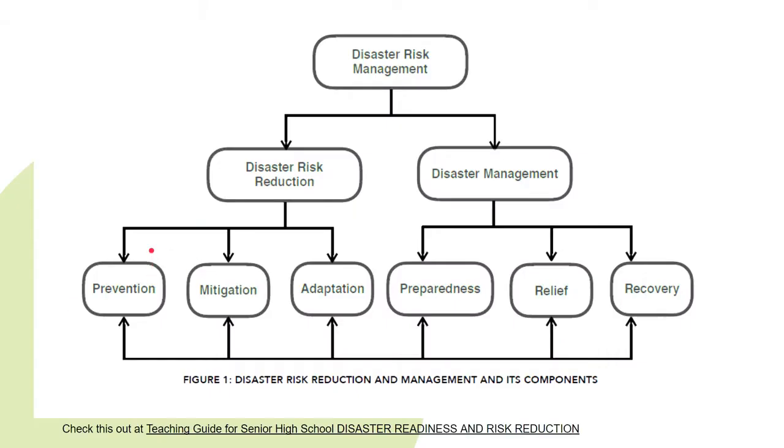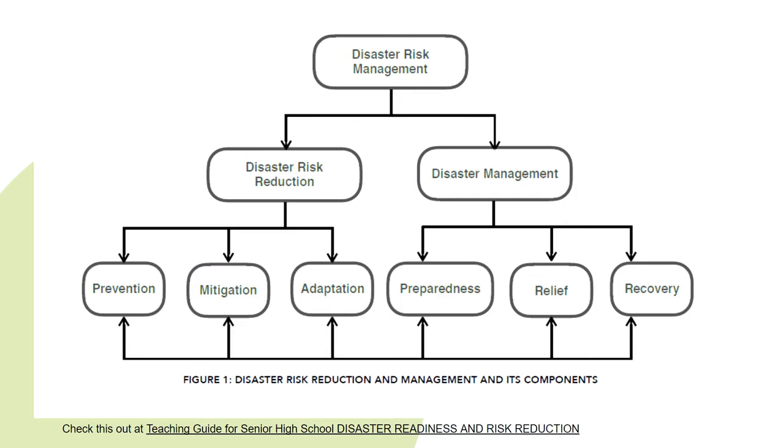This concept map is taken from the Teaching Guide for Senior High School on Disaster Readiness and Risk Reduction. It shows us that the preparation for disaster risk management involves disaster risk reduction and disaster management. Disaster risk reduction tells us that in order to reduce the effects of disaster, we need to look into analysis and management of the different factors that constitute a disaster.